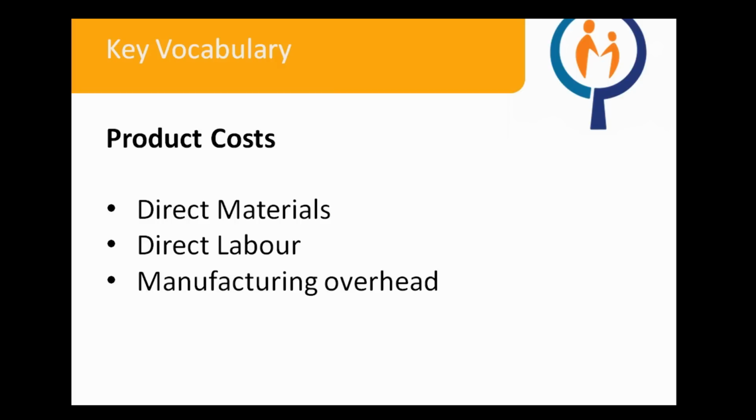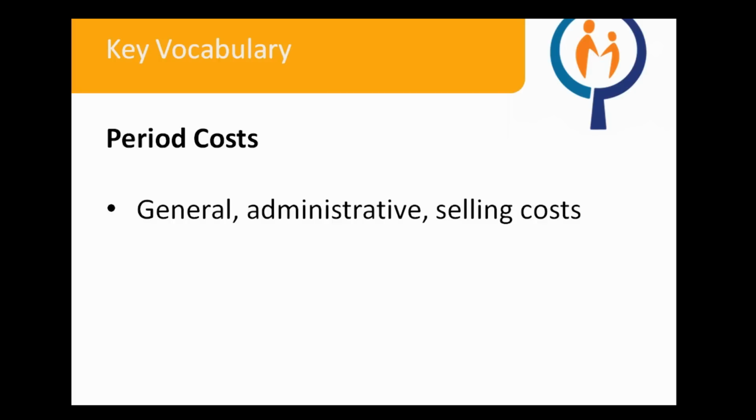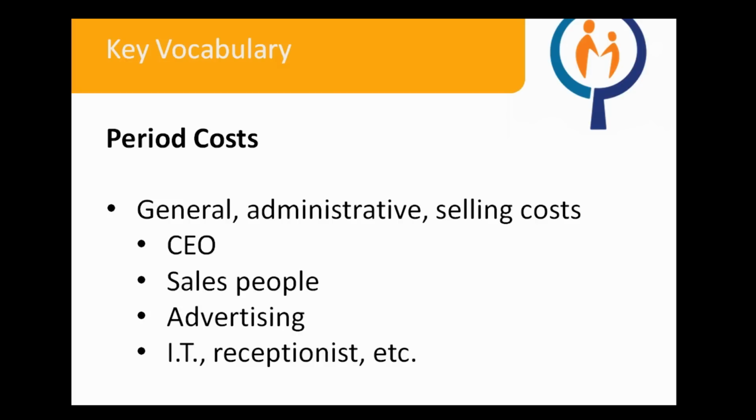Direct materials, direct labor, and manufacturing overhead make up the term product cost or production cost, which are defined as all costs on a factory floor. The contrast to this is period cost, which consists of general, administrative, and selling costs, such as the CEO, the salespeople, advertising costs, information technology staff, head office heating and utility costs, and more.